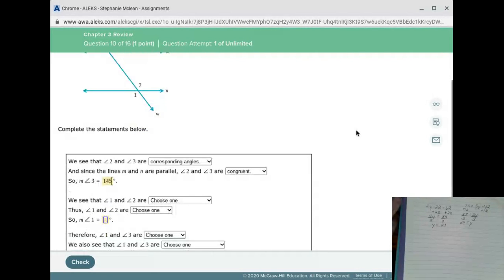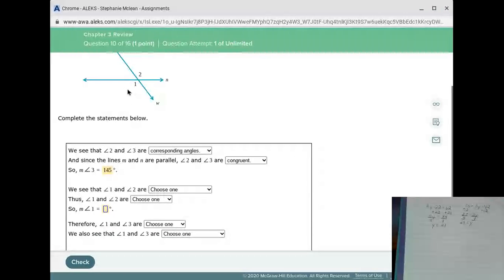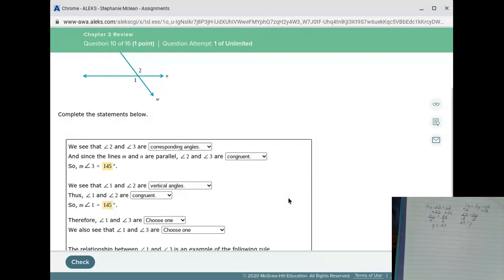Now we see that angle 1 and angle 2 are vertical angles, because we have two lines that cross, and these two angles are across from each other. Thus, angle 1 and angle 2 are congruent because vertical angles are congruent. Therefore, the measure of angle 1 is also 145 degrees. Therefore, angle 1 and angle 3 are congruent, because they have the same angle measure.